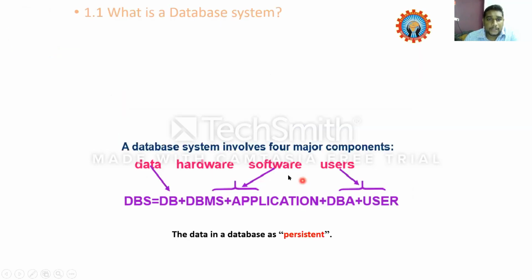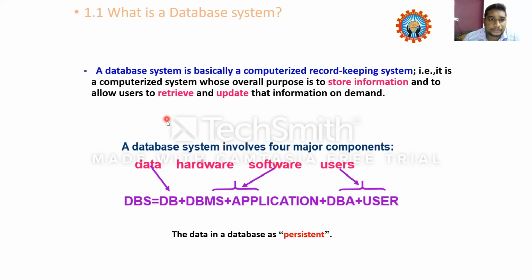Next, a database consists of 4 categories: users, software, hardware, and data. The users are different types of users who store their data by means of software, an application, in your device called hardware. This is persistent data. Persistent data means unless the user modifies it, the data remains in the database in a consistent manner, right?